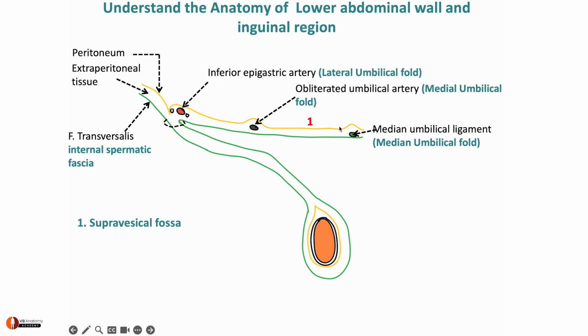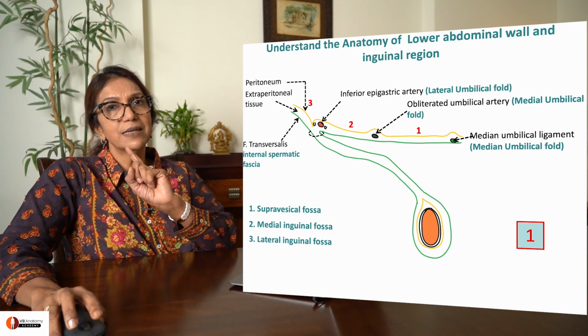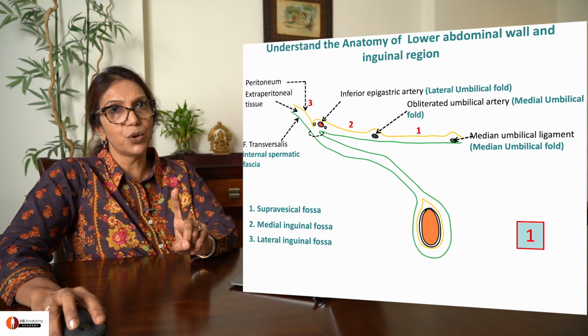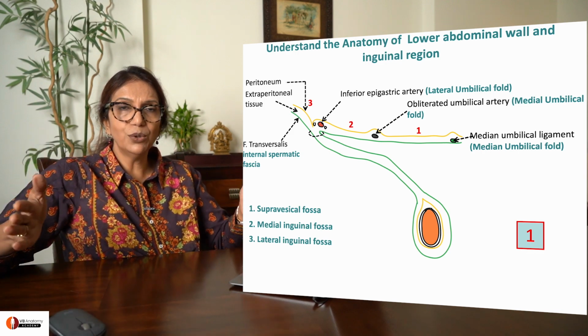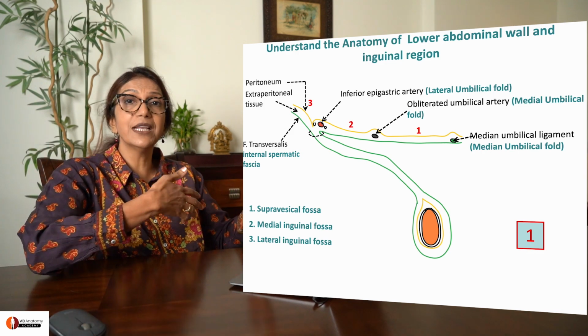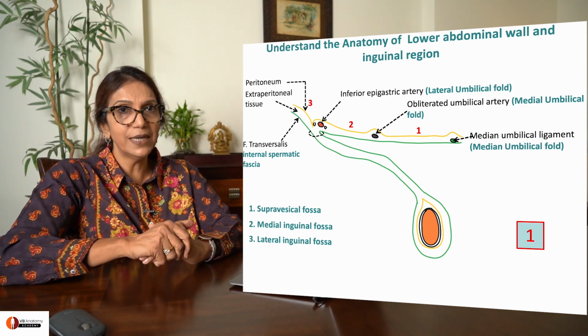Between these folds there are fossae. Each of these fossae again has a name. This is called supravesical fossa. This is called medial inguinal fossa. And therefore, lateral to inferior epigastric artery, this is the lateral inguinal fossa. Got it? So this is the first diagram that you should learn to draw. Please start on a large sheet because this gets further developed in later part of the class.